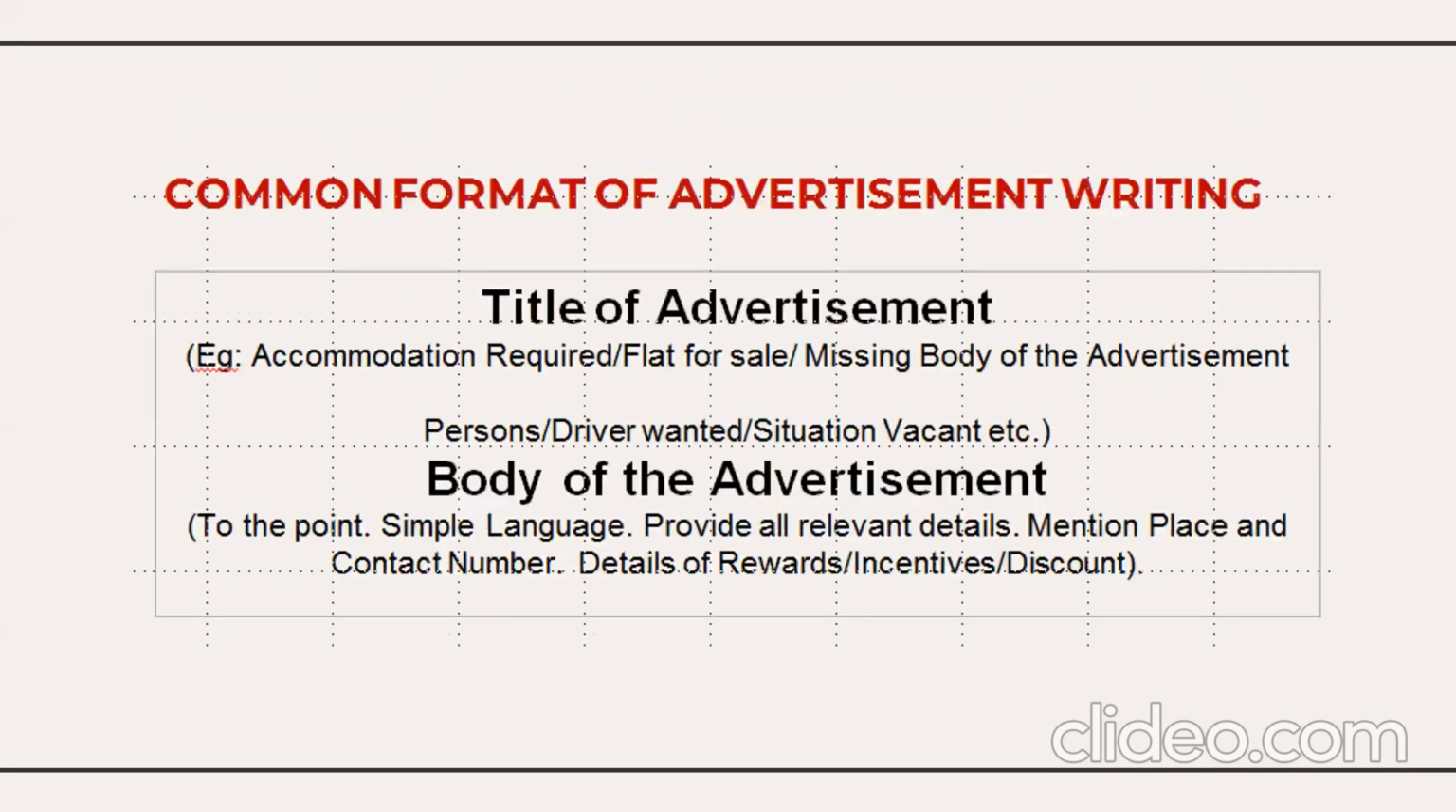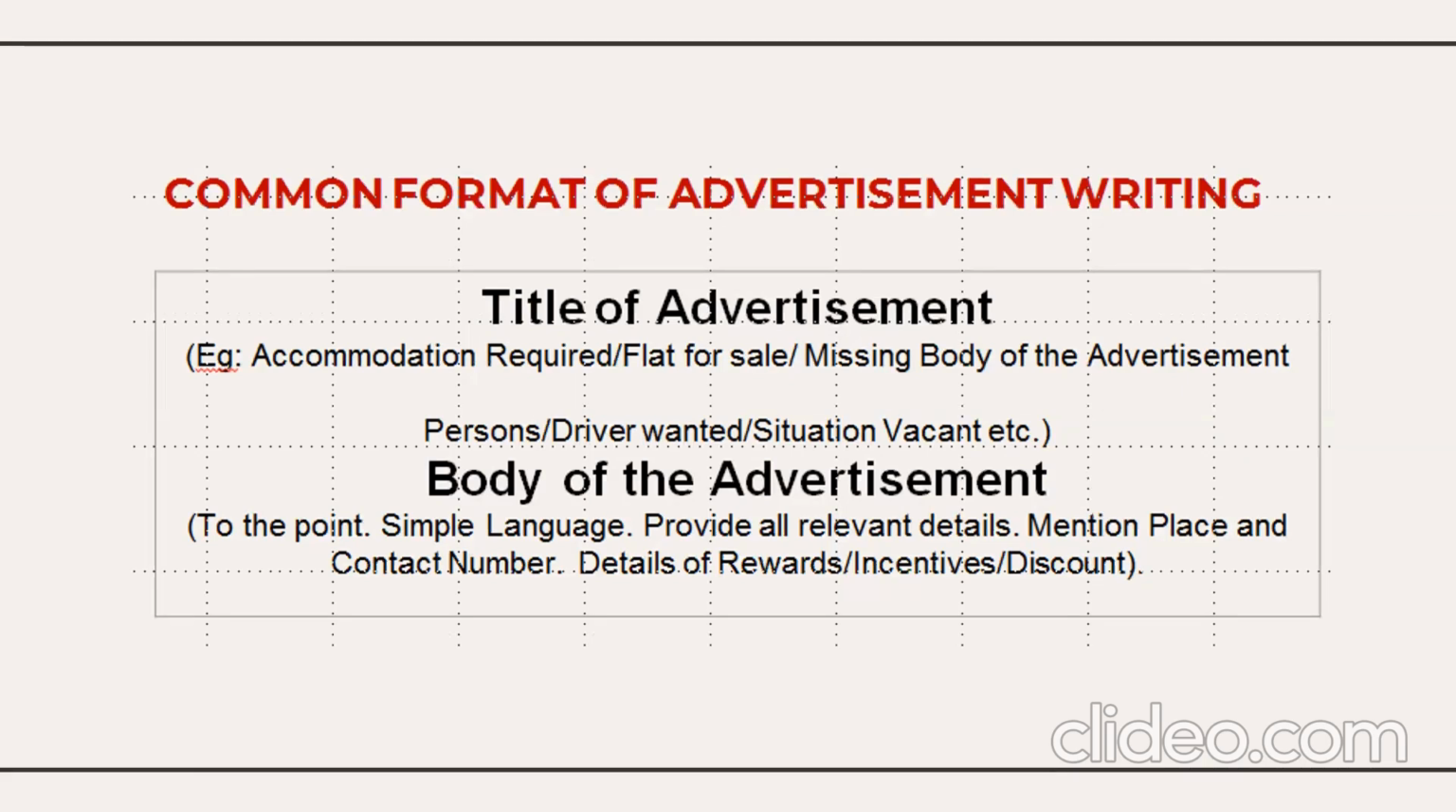So when you're writing the advertisement, this is the common format. What is the title of the advertisement? Is it accommodation, flat for sale, missing body, driver wanted, or situation vacant? Then the body of the advertisement. So first the title, then the body, and under this body, use simple language. Give the details like place name, contact number, any amount, any discount, any email ID, phone number.